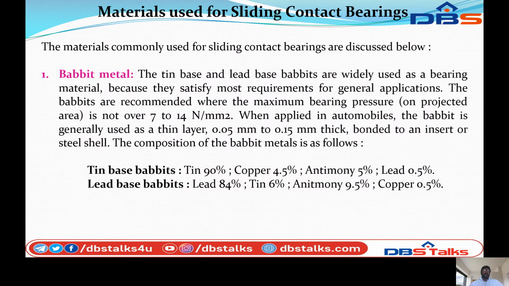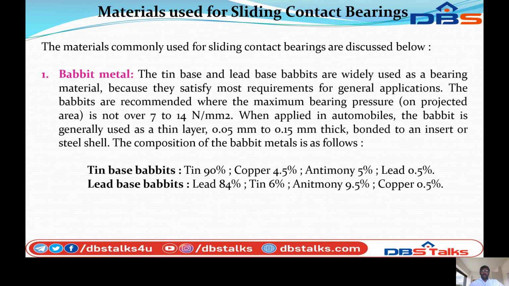So next, materials used for sliding contact bearings. What are the materials used in sliding contact bearings? The materials commonly used for sliding contact bearing are discussed below, so you can discuss them one by one. The first material is Babbitt metal.